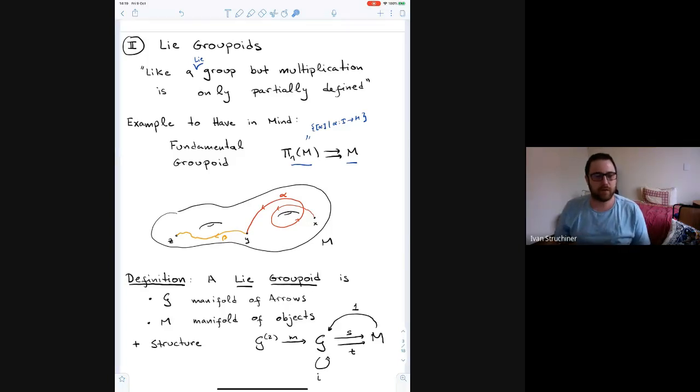So this is an example to have in mind. You can only concatenate two paths if the target of one of the paths is the starting point, or the source, of the other path. And then, of course, you have the path which goes in the opposite direction. So you have some kind of an inverse in this structure. And you have also constant paths at each point. So at each point, you have elements which act like identities. And this is a good example to have in mind when I give you the abstract definition in what follows.